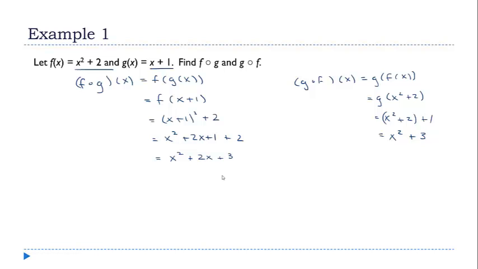All right, now I want you to take a close look at these because we're seeing a really important thing here. Notice that the results were different, right? I got x squared plus 2x plus 3 on one and x squared plus 3 on the other. So this illustrates a really important point for function composition. It's not commutative. Remember, commutative is the rule that says we can switch the order. f of g is not necessarily equal to g of f.